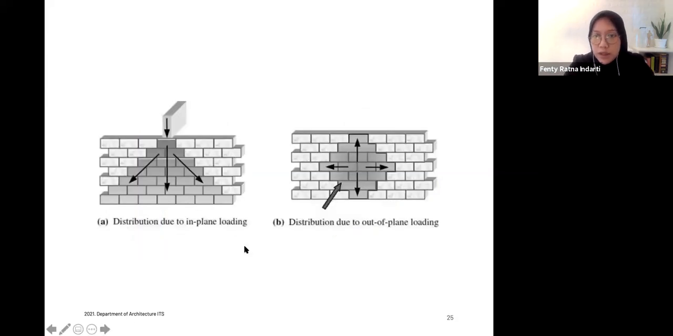This is what it looks like when you are talking about walls. If it is a point load, then it will be distributed like this, the distribution of load. And you have to consider that there is another type of load. It's not only the vertical load that's coming from the upper part, but it is also coming from the lateral direction, which is called the wind load. That will also affect the wall itself. So this is what it looks like if it is a lateral load.